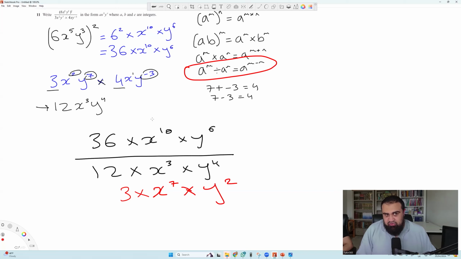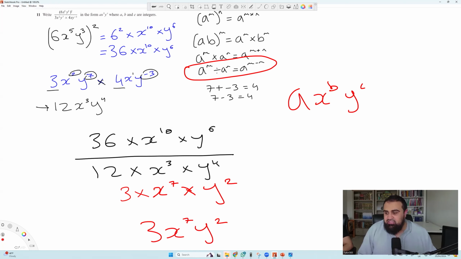So the final answer is, everybody, in the form ax to the power of b times y to the power of c, is 3x to the power of 7 y squared. That is the final answer, everybody. And I believe this is correct. Let's keep going.